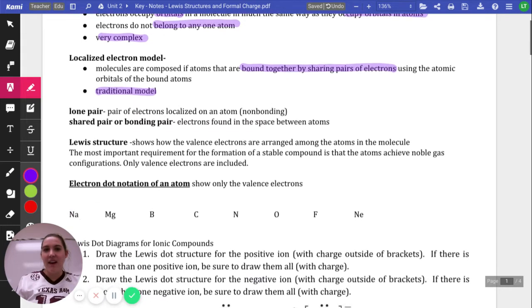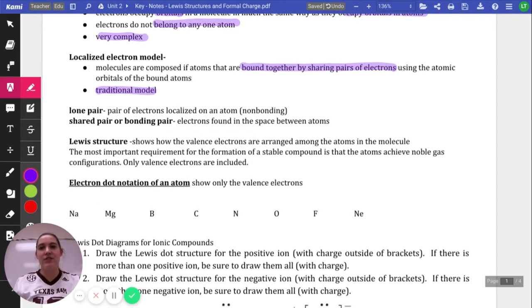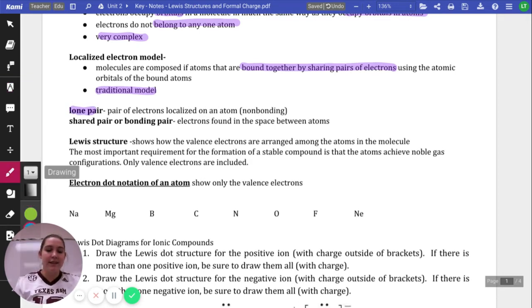Now when we are drawing these structures, there are things you need to know. You definitely need to know what a lone pair is. A lone pair of electrons is a non-bonded pair of electrons, and it's localized to one atom. We draw them in Lewis structures as just little dots. That would be a lone pair. A shared pair or bonding pair are electrons that are found in the space between atoms, and we draw those as a line in our Lewis structures.